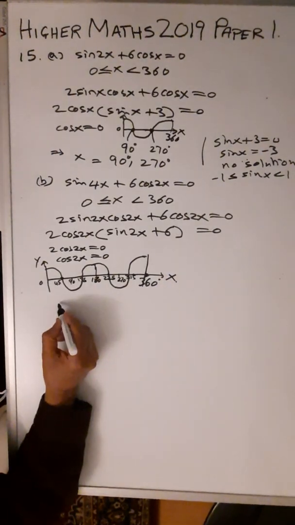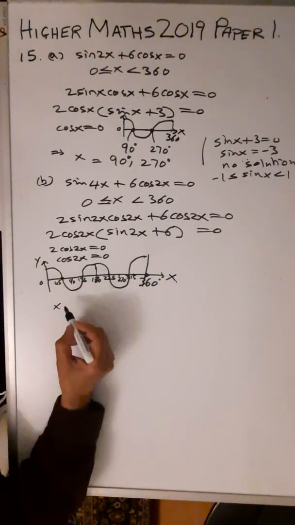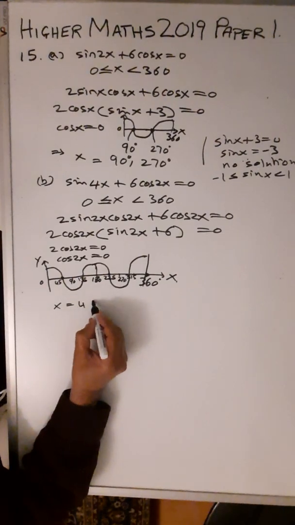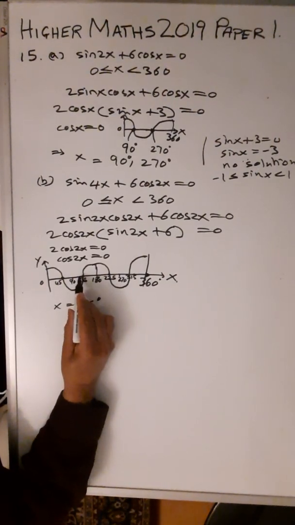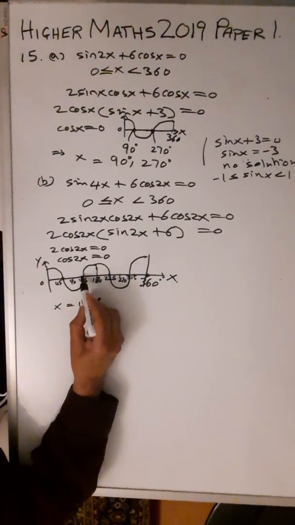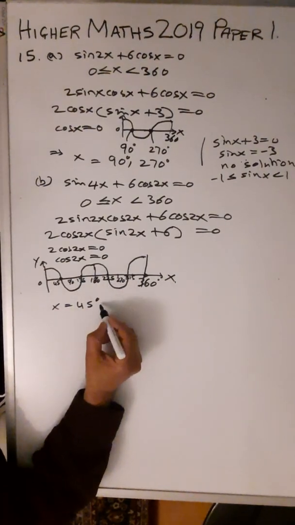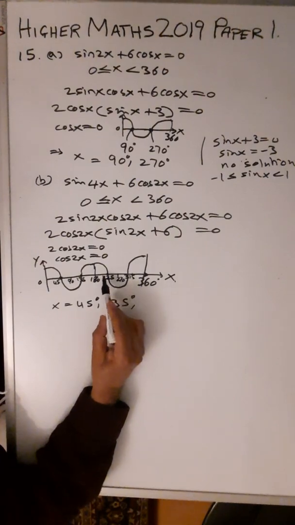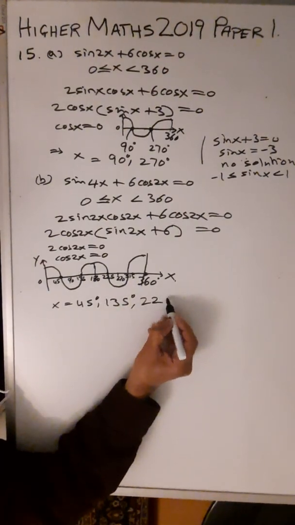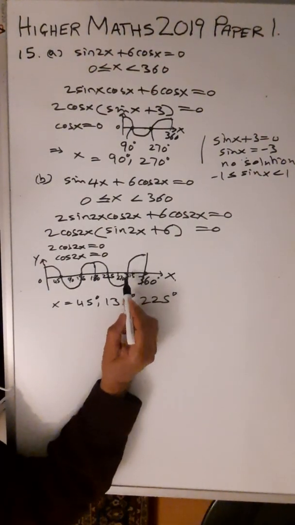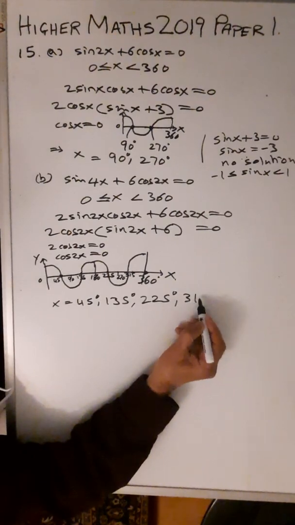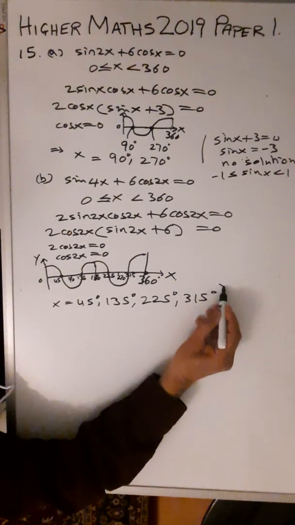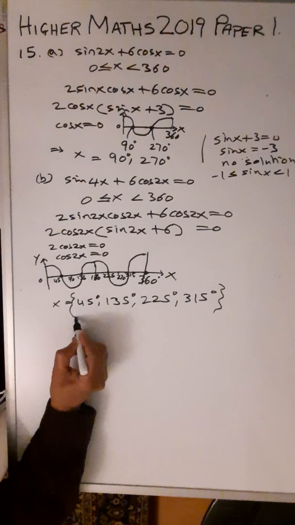So you've got more solutions here. One solution is at 45 degrees. There's another point where it cuts the x-axis at 135 degrees. It again cuts the x-axis at 225 degrees. And finally at 315 degrees. So that's your solutions to part B.